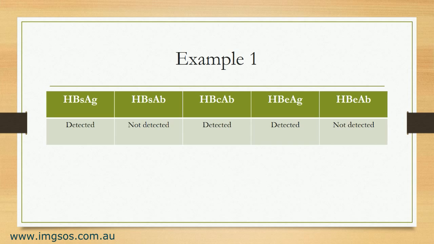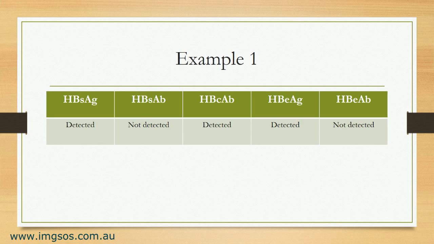Let's look at this first patient. This first patient has HB surface antigen detected, HB surface antibody not detected, core antibody is detected, E antigen is detected, and E antibody is not detected. Now trying to rote learn that pattern, I don't know about you, but I would find that quite hard. So to me, I have a system of how to think about it.